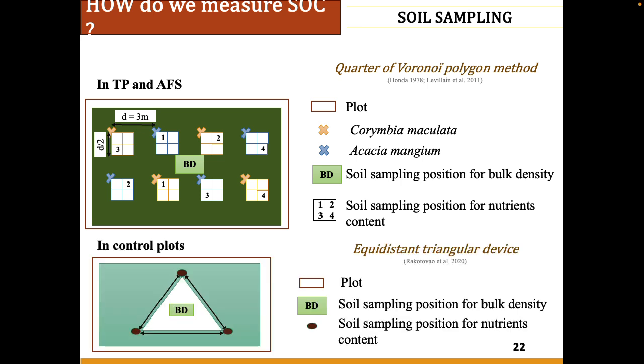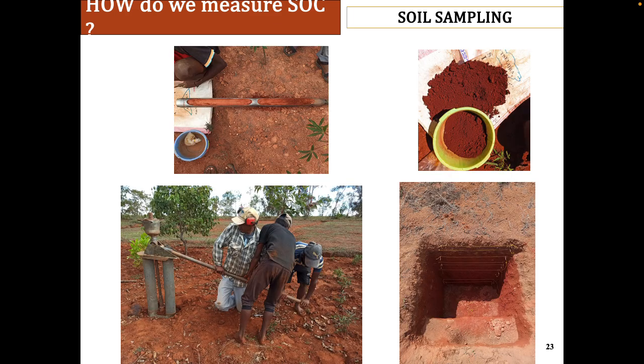And for the plots that we call control, that do not have any trees, we have done just a triangular equidistant device. We have done 3 sampling positions, and 1 for the bulk density. So those are some pictures that we have taken during the soil sampling.